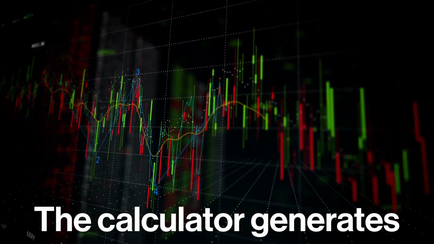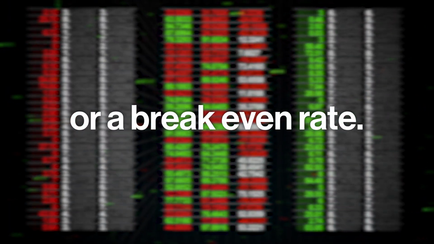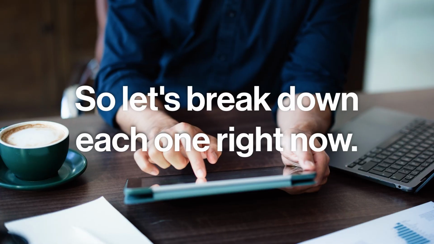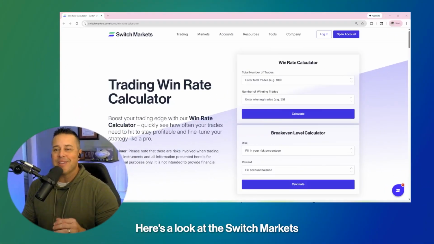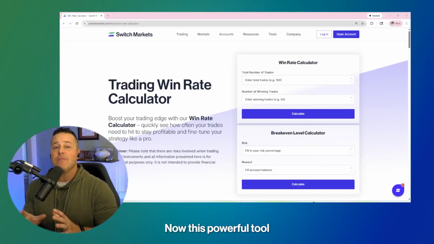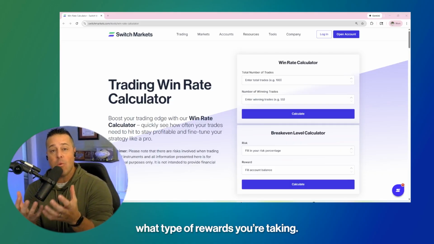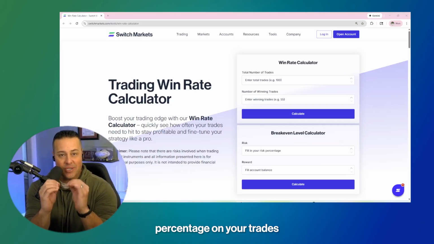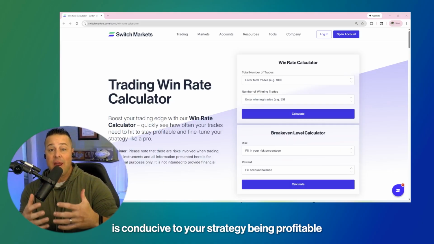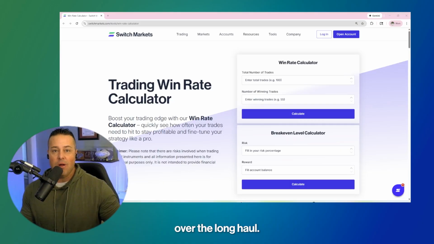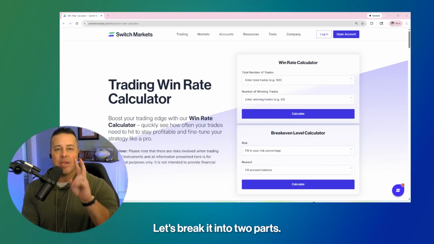Now the calculator generates either a basic win rate or a break-even rate. So let's break down each one right now. Okay, here's a look at the Switch Markets Trading Win Rate Calculator. Now, this powerful tool is designed to help you understand what type of risk you're taking, what type of rewards you're taking, and if your winning percentage on your trades is conducive to your strategy being profitable over the long haul. So let's make this easy. Let's break it into two parts.